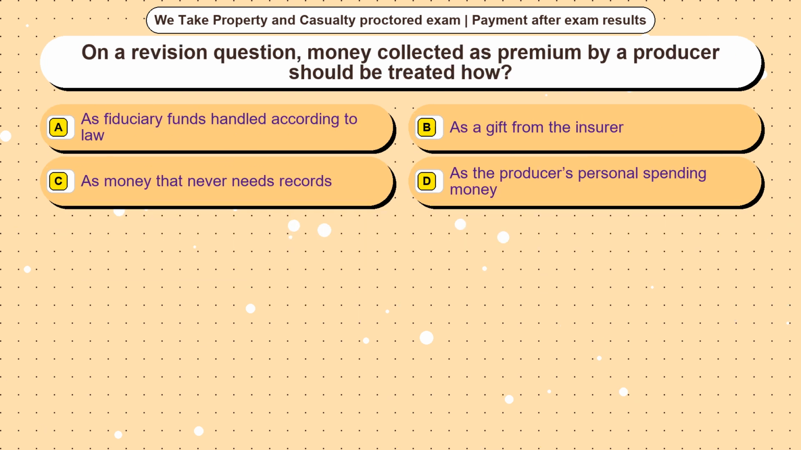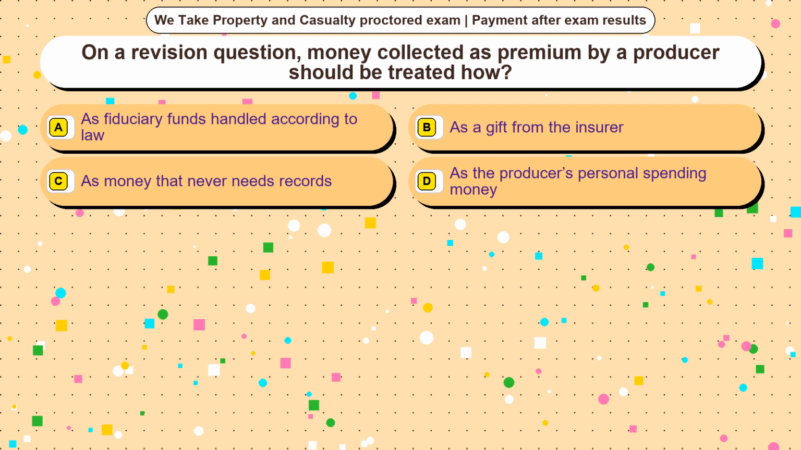Question 17. On a revision question, money collected as premium by a producer should be treated how? Option A, as fiduciary funds handled according to law. Option B, as a gift from the insurer. Option C, as money that never needs records. Option D, as the producer's personal spending money. The correct answer is option A.